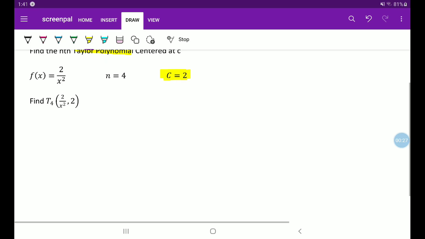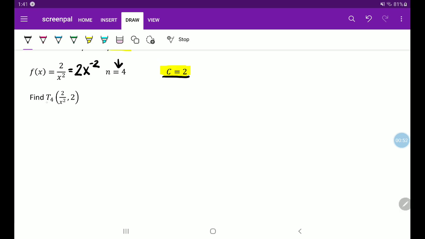So we have some function 2 over x squared, or we can think about this as 2 times x to the negative 2. That's going to be helpful for when we're taking derivatives. We're being told how many derivatives we need, so we're going to the fourth derivative, and we are now going to be centered at 2 instead of 0. So we're going to find the Taylor approximation to the fourth degree of this function centered at 2.